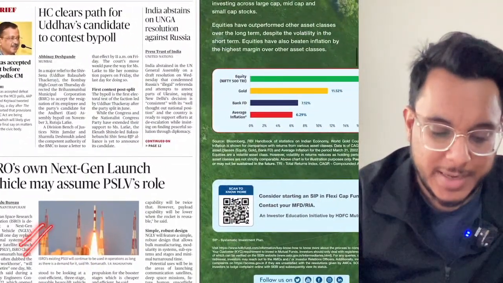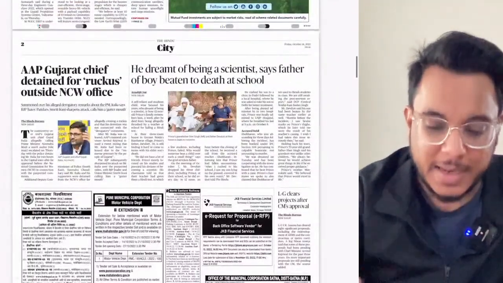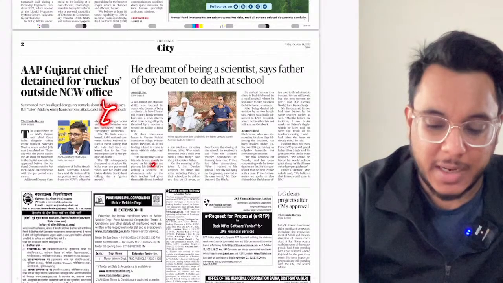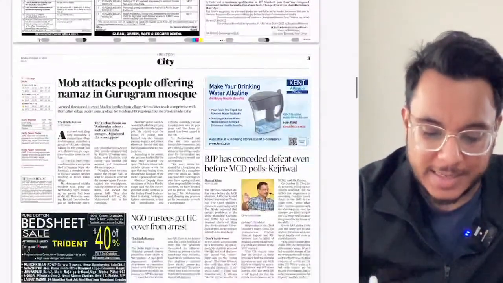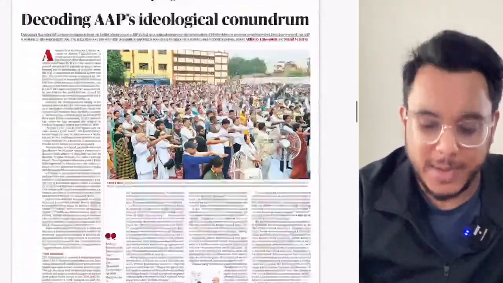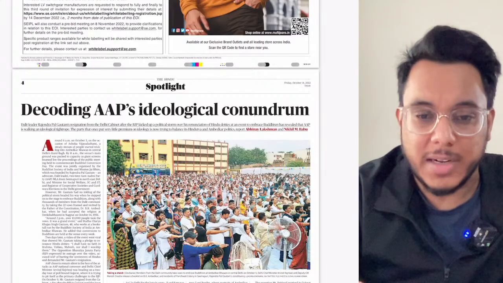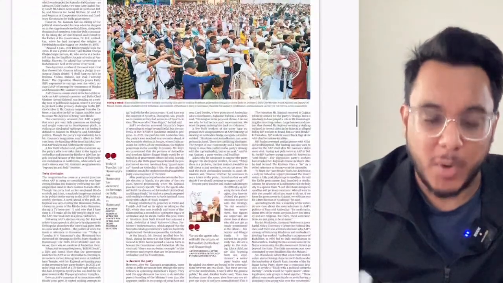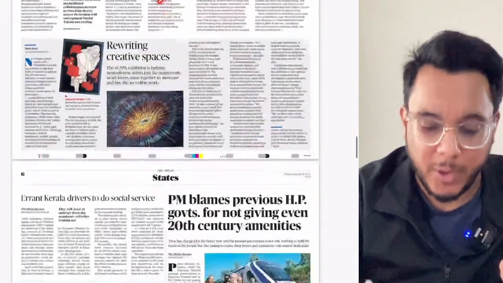ISRO's own next gen launch vehicle may assume PSLV's role. We'll see this particular article. Then the city section, political and crime related news has been given. Not important for the examination. These standards etc. are advertisements. Please avoid that. Decoding App's ideological conundrum. Not an important article for UPSC examination. It is a political article, so no need to go here. Then the Metro Plus, again not important for UPSC.